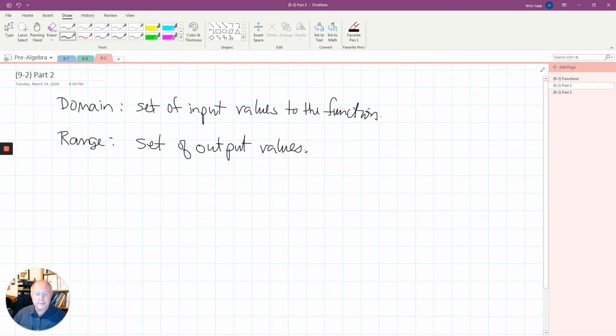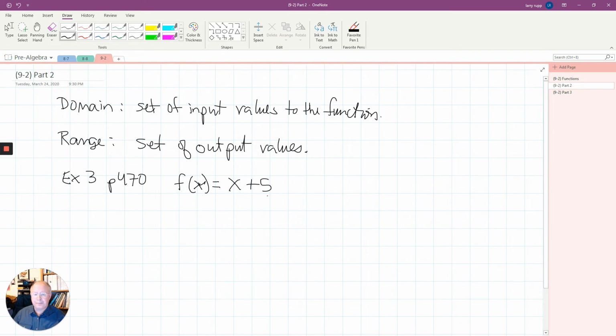Okay, so what we're going to do here is set up something called a function table. We're going to do that by running example 3 on page 470. We're supposed to complete the function table for this function right here: f of x is equal to x plus 5.